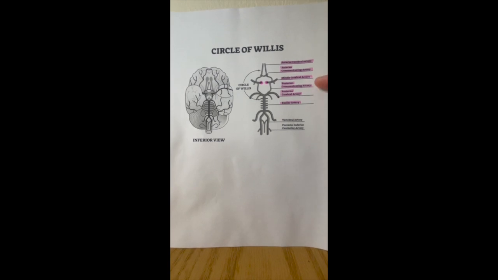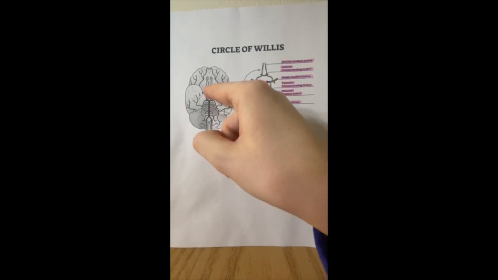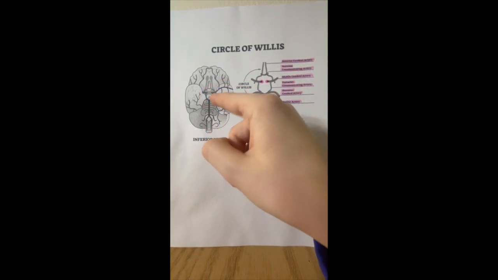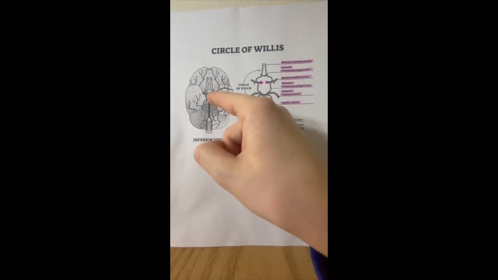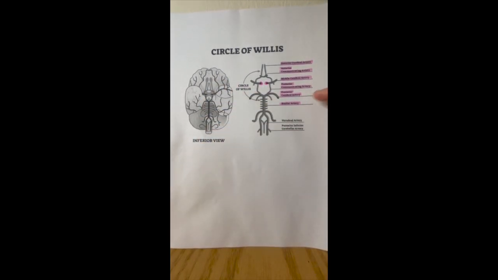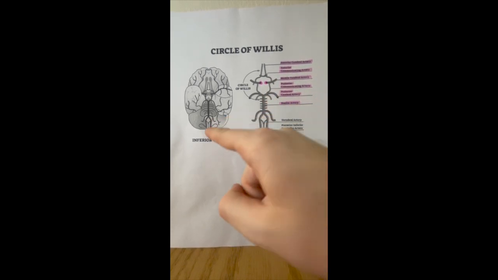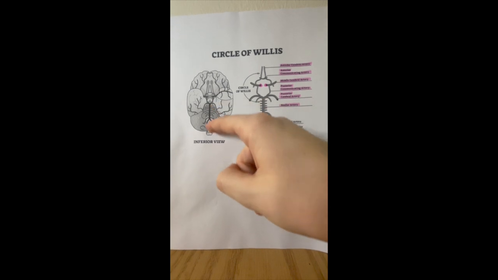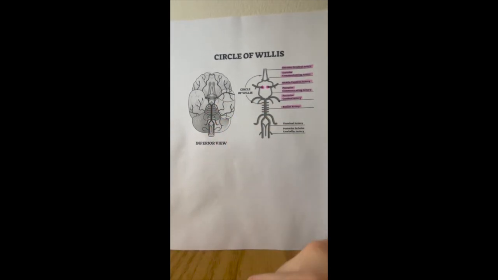Next up, we have the posterior communicating artery. This is running right here, and you can see it coming down posteriorly to all these other structures we've been looking at. Next up, we have the basilar artery, which looks like a big centipede right here, and you can see it very noticeably right here on the brain when you're looking at it from the inferior view.